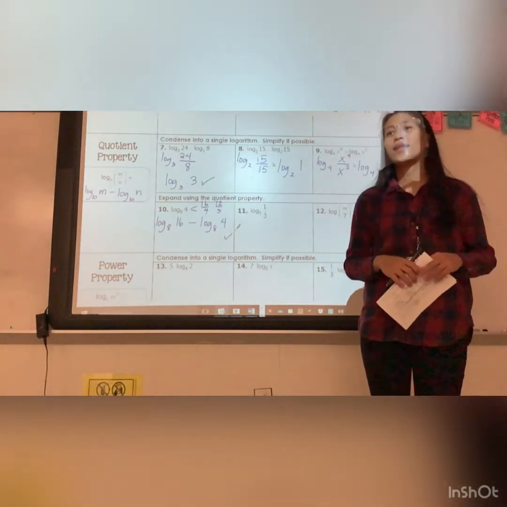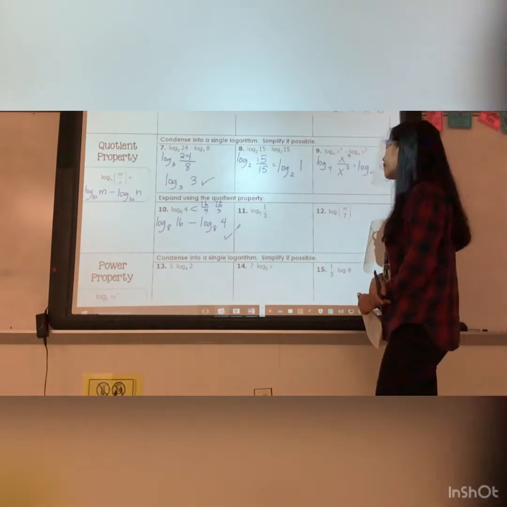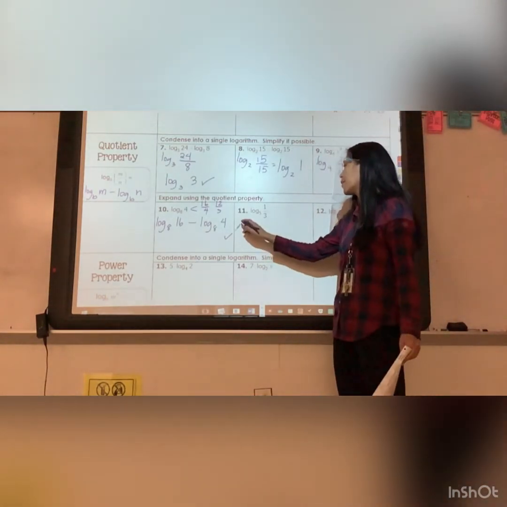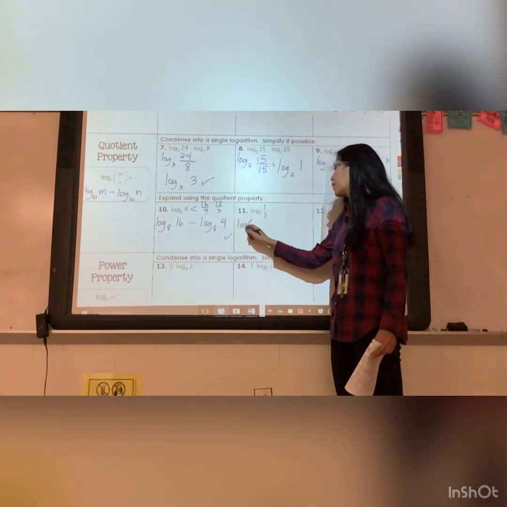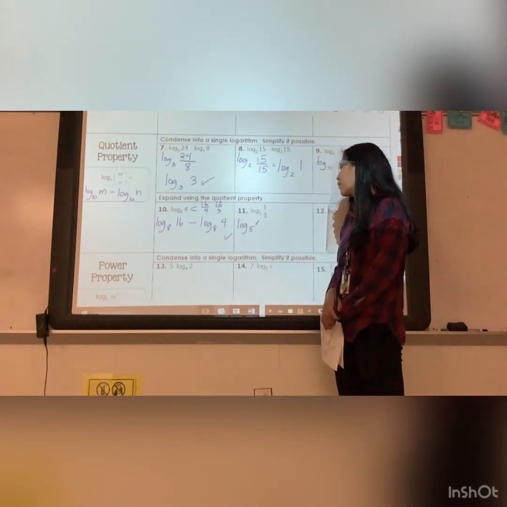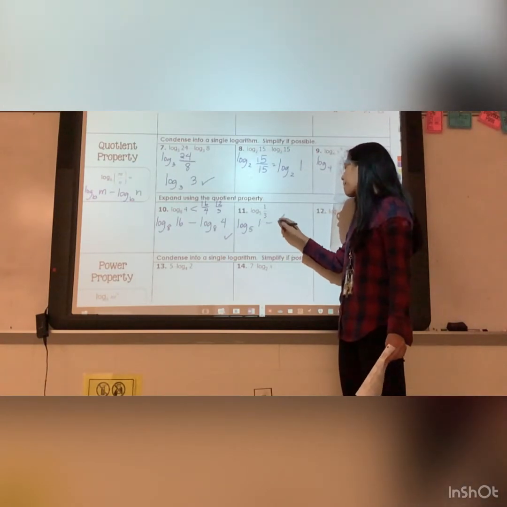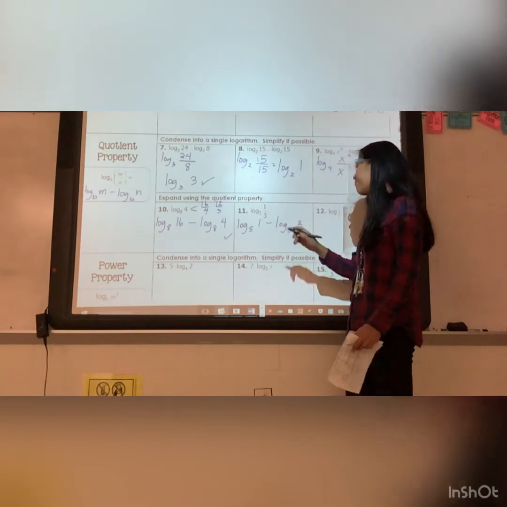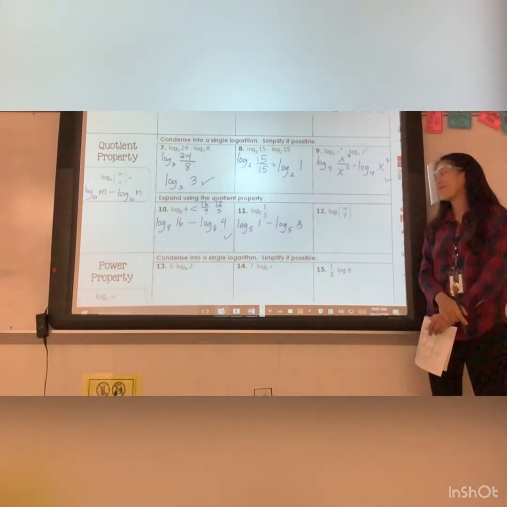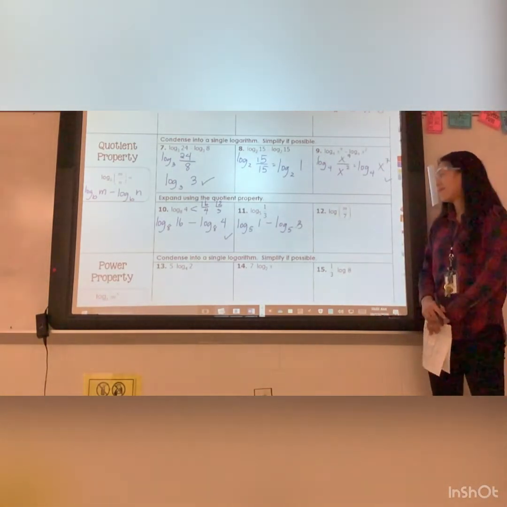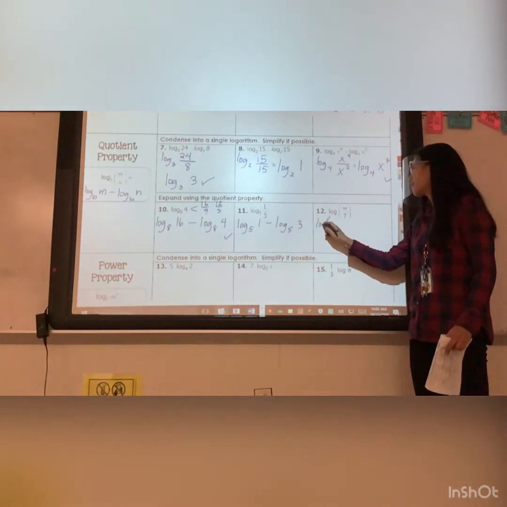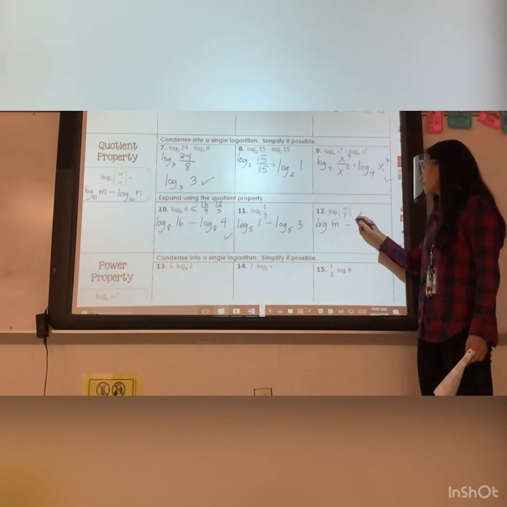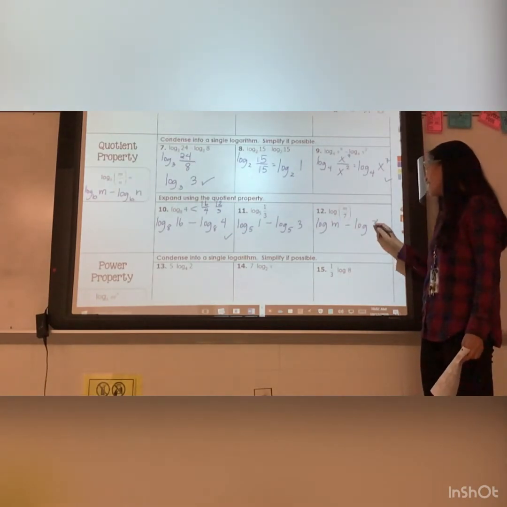Okay? How about this one? 11. What's the setup? Okay. What is it? Log base 5 of 1 minus log base 5 of 3. That's it. Okay. Number 12, please. Log m minus log 7. That's it.